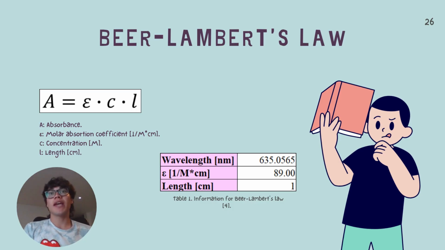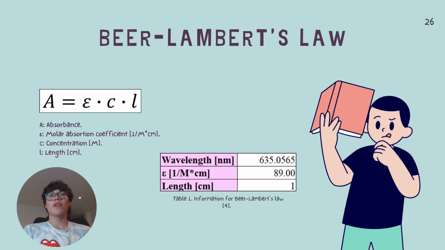Now, in order to obtain the concentrations for each system, we're going to use the Beer-Lambert law, which is essentially this equation: absorbance equals molar absorption coefficient times concentration times length. In this case, the length is the distance through which light passes in the spectrophotometer, and that's why we have here Table 1, which has the constant values that are going to be used in this calculation. In this case, the length is always 1 centimeter.